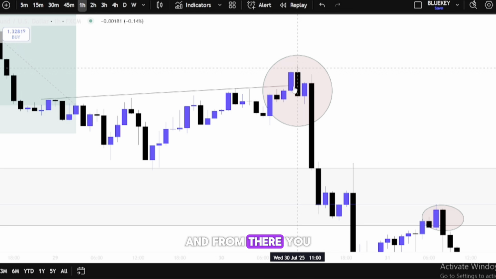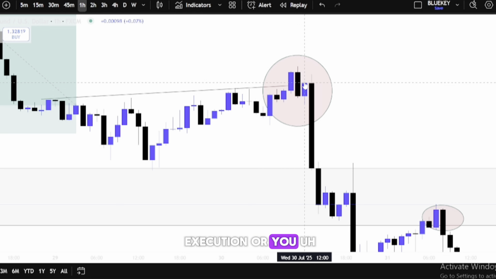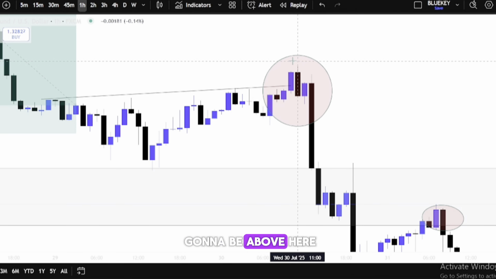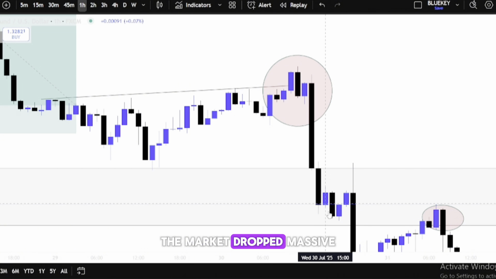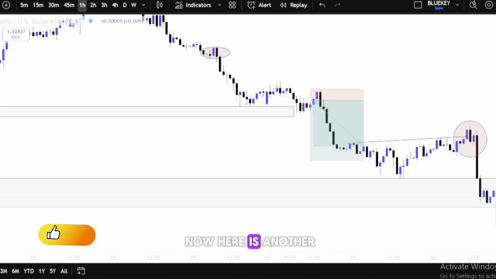And from there, you get in, even if you get in on an instant execution or you get in on the 50% area, your stop loss is going to be above here and you're still safe. The market dropped massive pips, guys, right? This is another example. Now here is another one right here.